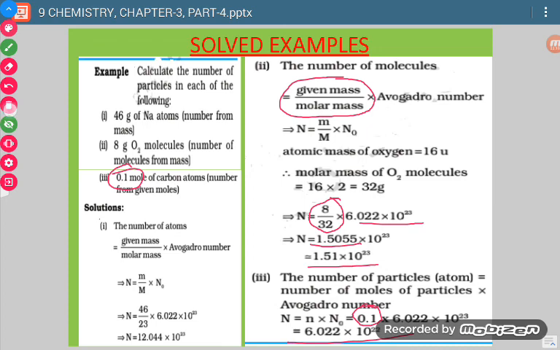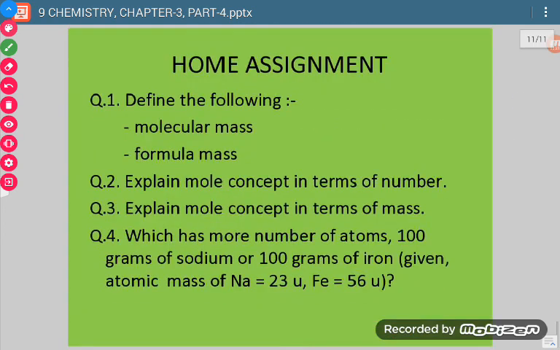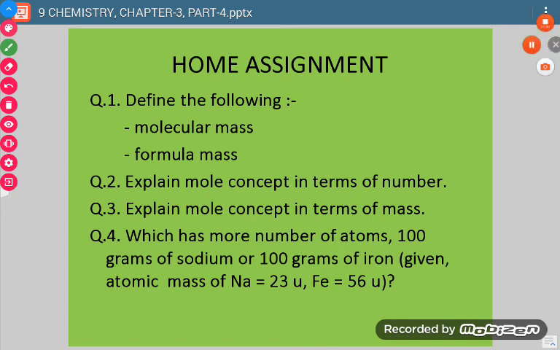1 0 gets cancelled. Okay, so whatever we have discussed till now, on the basis of this you have to solve these home assignments. Okay, thank you.